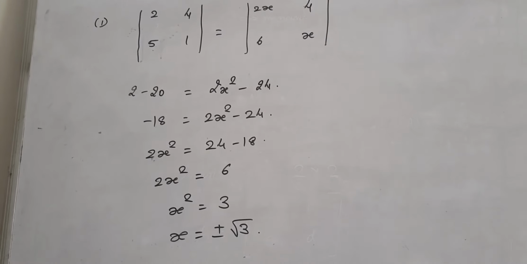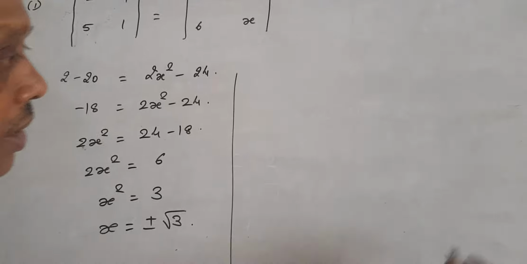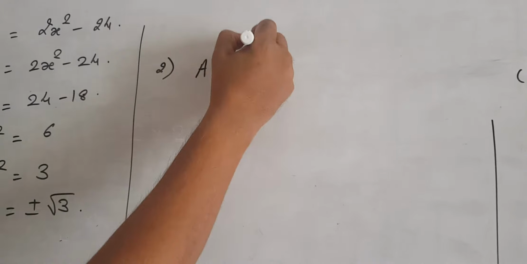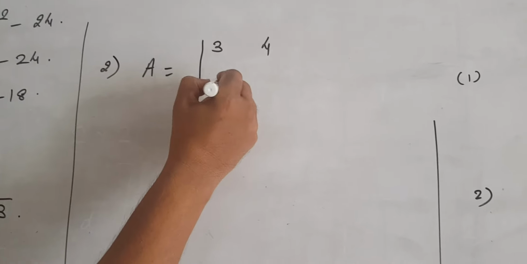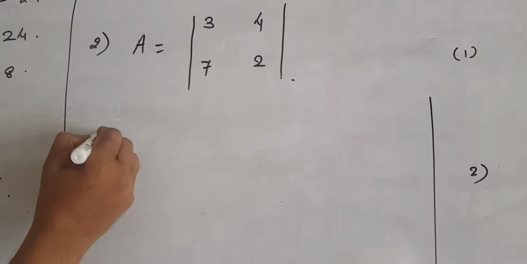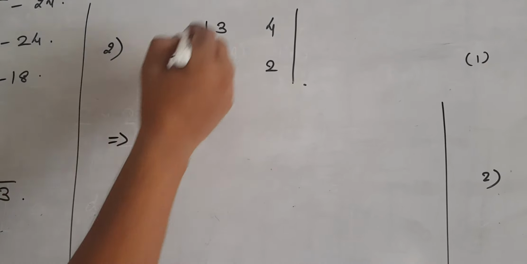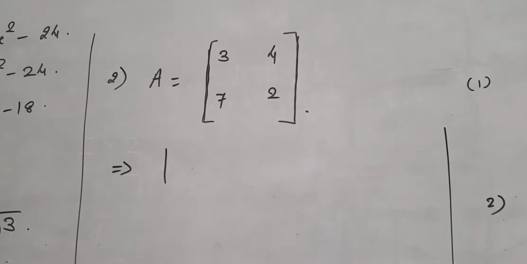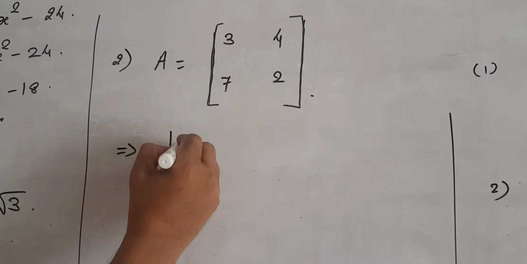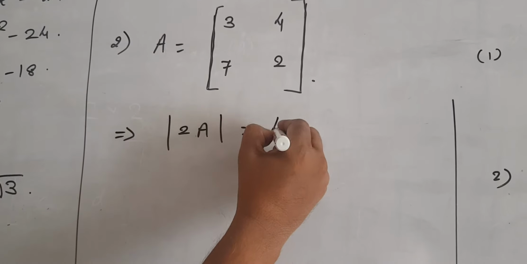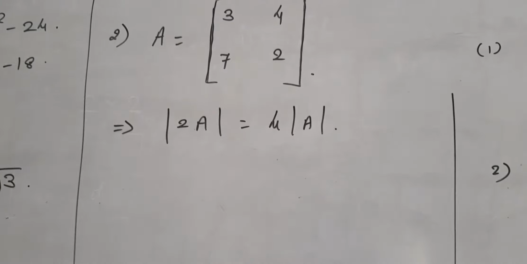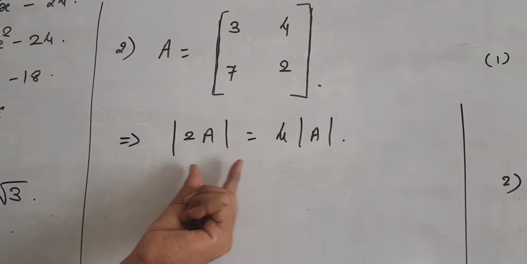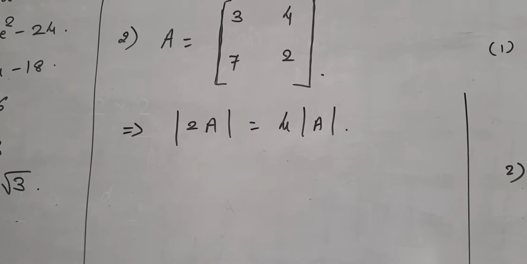Understood? I show you another example. Suppose you are given a matrix A, determinant A is equal to 3, 4, 7, 2. Prove that the determinant of the matrix 2A is equal to 4 into determinant of the matrix A. I repeat, determinant of the matrix 2A equal to 4 into determinant of the matrix A.